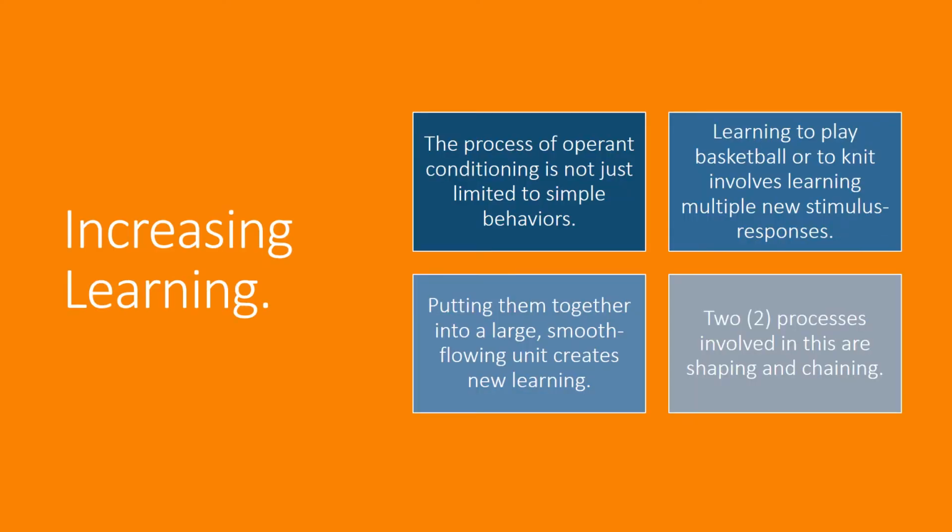So increasing learning. The process of operant conditioning is not just limited to simple behaviors. So learning to play basketball or to knit involves multiple new stimulus responses, right? So we need to learn how to bounce the ball, maybe dribble and bounce the ball. And then we need to learn how to dribble and bounce and shoot the ball in basketball, right? So it's not just one simple motion or one simple response. There's many different steps to it. Putting them together into a large, smooth-flowing unit creates new learning. Now, this occurs in two processes, and these two processes are called shaping and chaining.